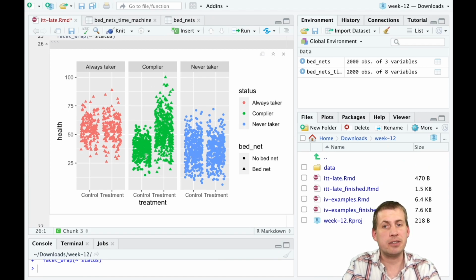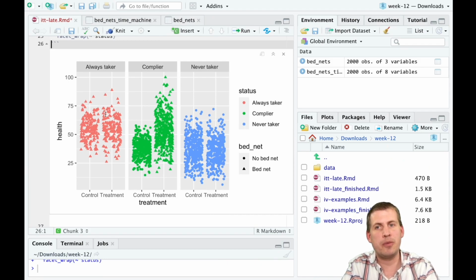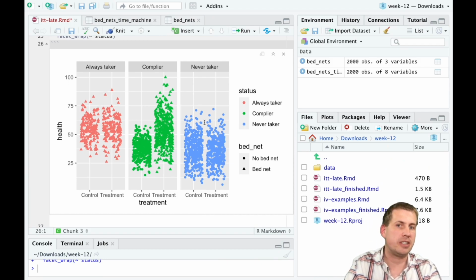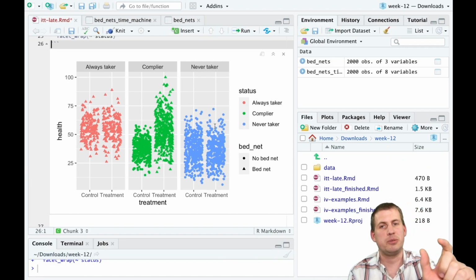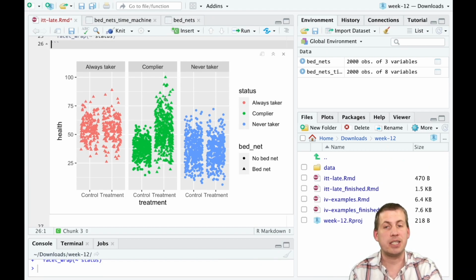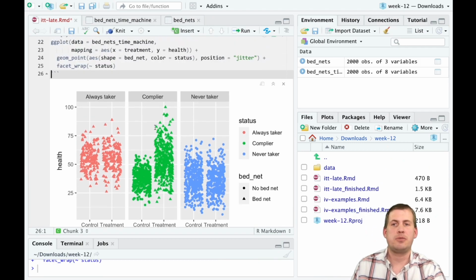The compliers, this is where we see the actual causal effect. The control group had lower average health. The treatment group had higher average health. That's one reason why we want to narrow in on just the complier average causal effect, because the always takers are different. There's something inherently different with them where they care more about their health. The never takers care less about their health or something. There's something systematic with those two groups of people. So we want to limit our analysis to just the compliers. So that's ideally why we want to look at just the compliers.